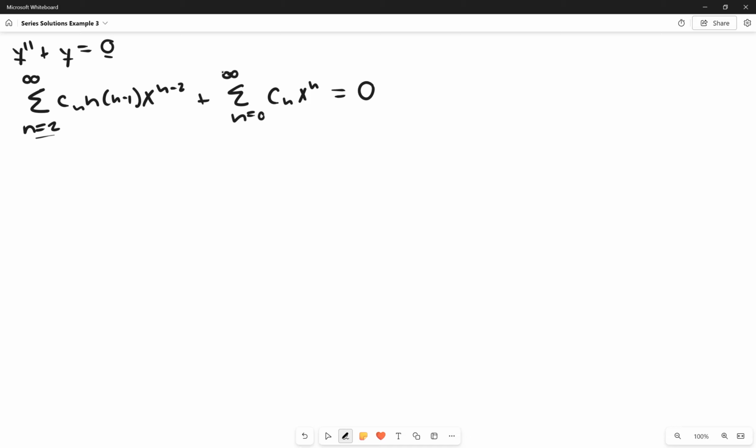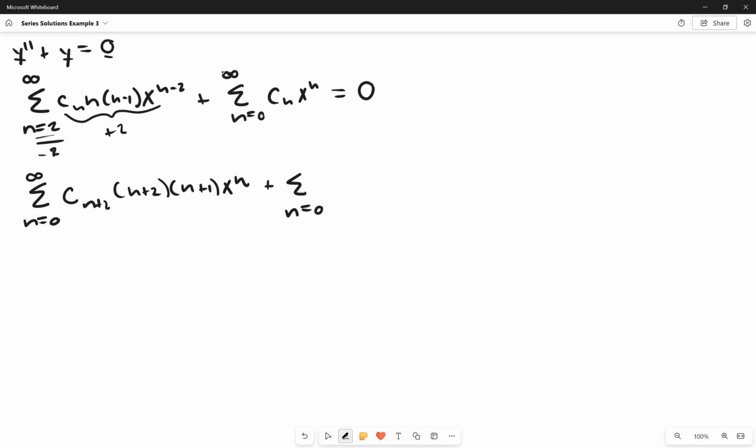So just like both examples before and every example ever, we can use what we know about sums to add 2 here and subtract 2 here to get the starting index and the power on the variable the same, and write it as a single infinite sum. I'm going to go ahead and do that both in one step. This becomes c sub n plus 2 times n plus 2 times n plus 1 times x to the n, right? And this remains unchanged, right?